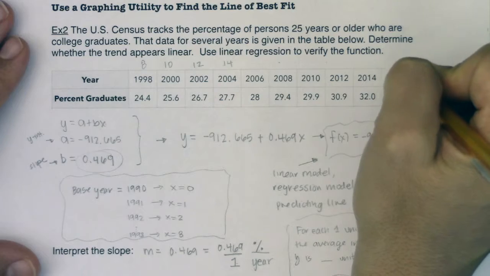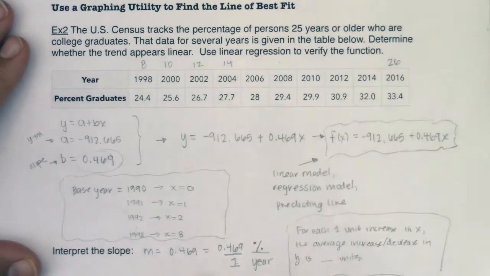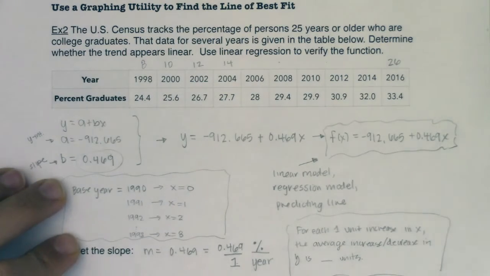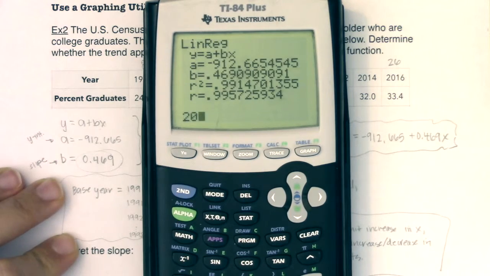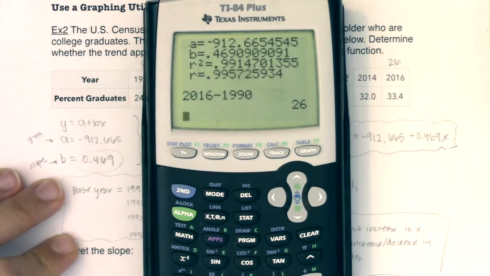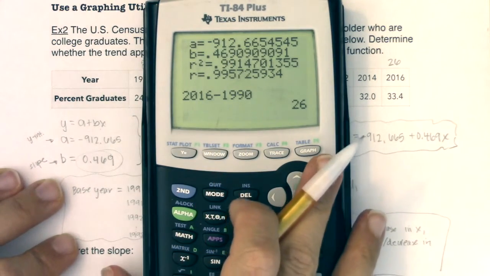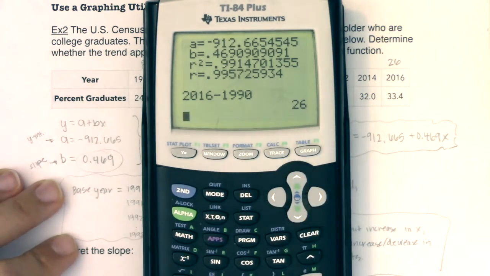And this would be 2016, that would be 26 years after 1990. And if I wasn't sure, you can always take your current year and subtract out your base year and find out that you were 26 years past 1990. So you can always establish it that way, or at least what your X value is. Current year minus base year, boom, there you go.